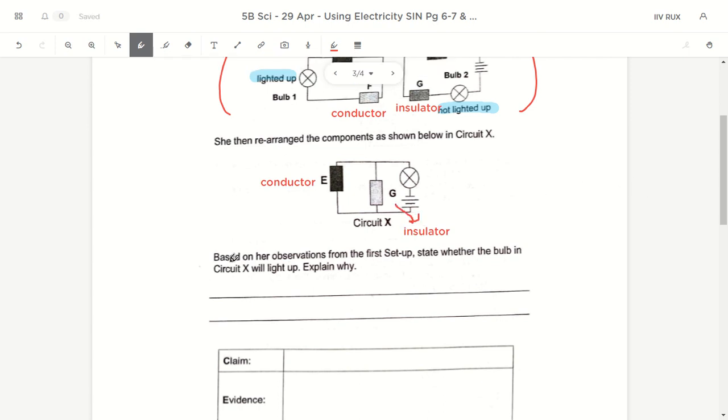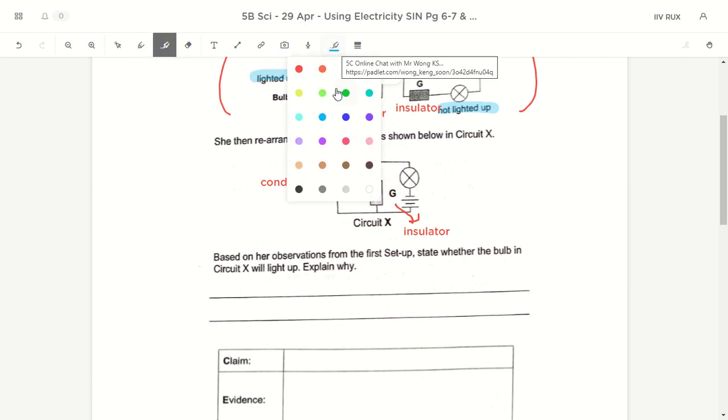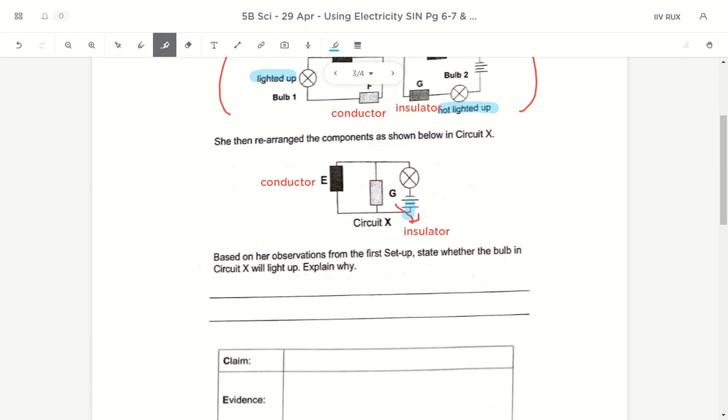Okay, so based on the observation from the first setup, state whether the bulb in X will light up. So if this is an insulator, of course there won't be any electric current flowing through here, because electric current won't flow through an insulator. So let's trace the current. I start with the battery. I don't need to go up to G because I know I can't. I can go through E and then go to the bulb, and the bulb can join back to the battery. So you realize it is a complete circuit, or what we call a closed circuit. And since it's a closed circuit, means the bulb can light up.